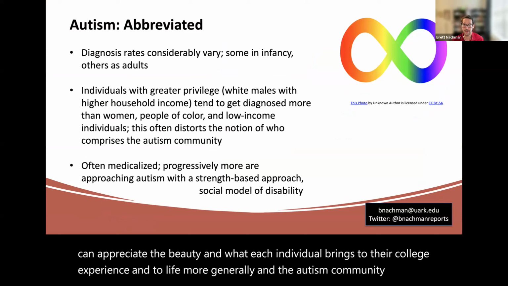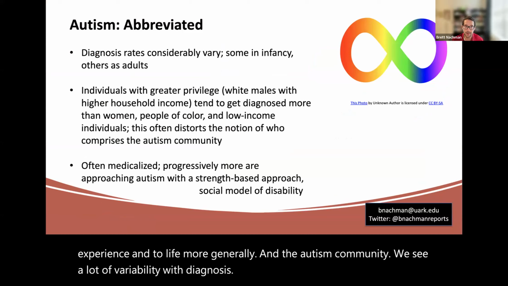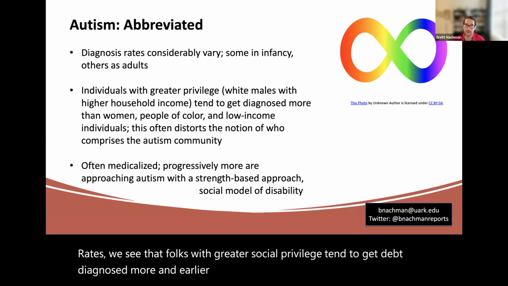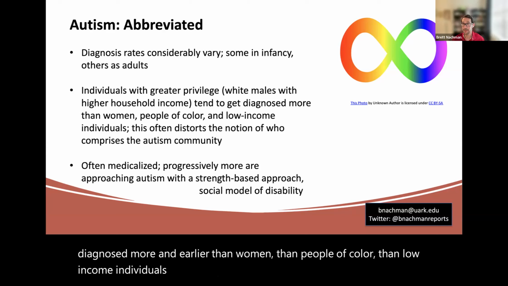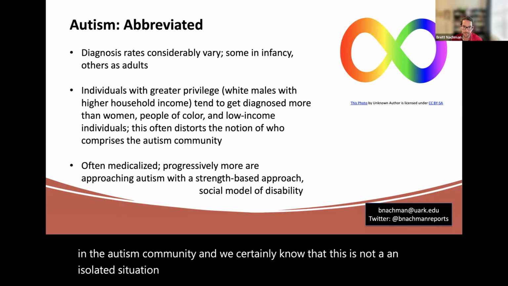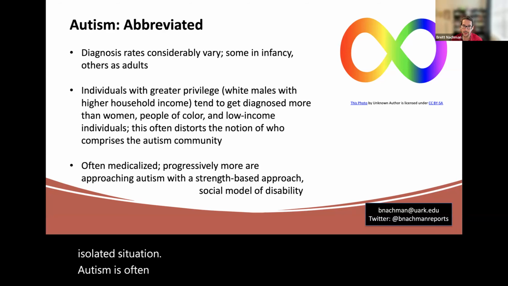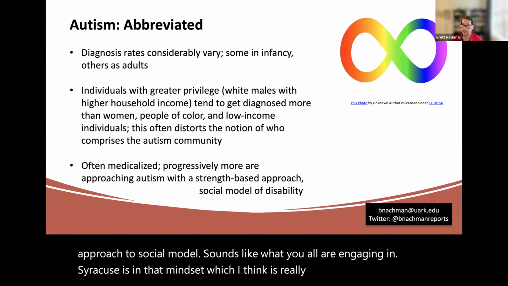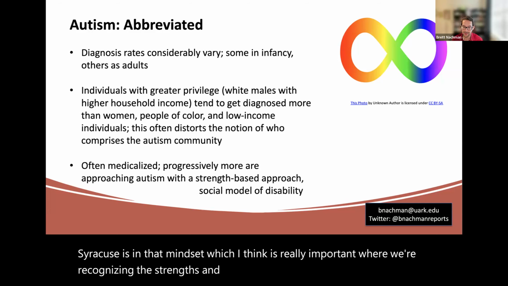In the autism community, we see a lot of variability with diagnosis rates. We see that folks with greater social privilege tend to get diagnosed more and earlier than women, than people of color, than low-income individuals. So sometimes we have a distorted narrative of who is in the autism community, and we certainly know that this is not an isolated situation. Autism is often medicalized. Increasingly, we're seeing that more folks are taking a strength-based approach, a social model. Sounds like what you all are engaging in at Syracuse is in that mindset, which I think is really important, where we're recognizing the strengths and distinct advantages that neurodivergent people bring.